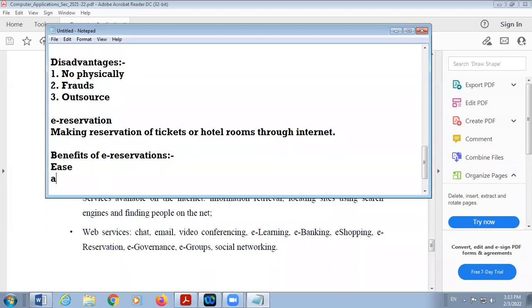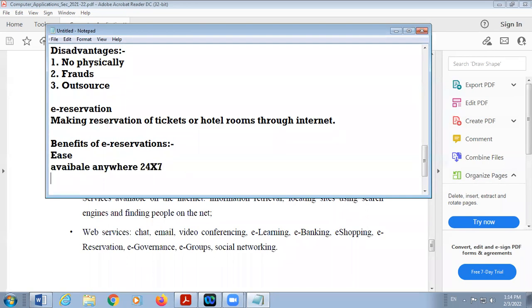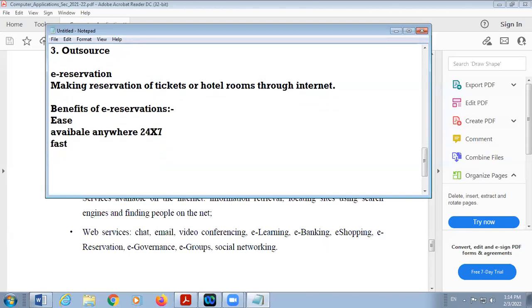Second one, available anywhere. Anywhere means 24/7 it is available. Next one is fast. So there is fast processing. If you want to buy any ticket, you can log in to your ID and make a reservation. So these are the different benefits of e-reservation.